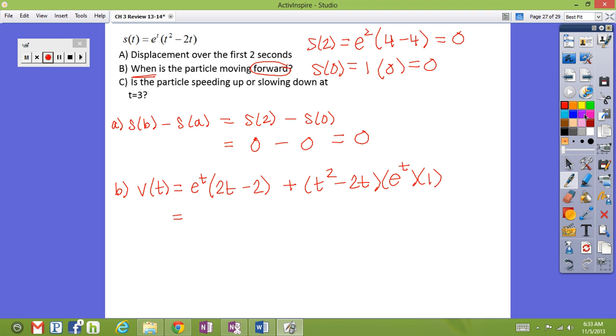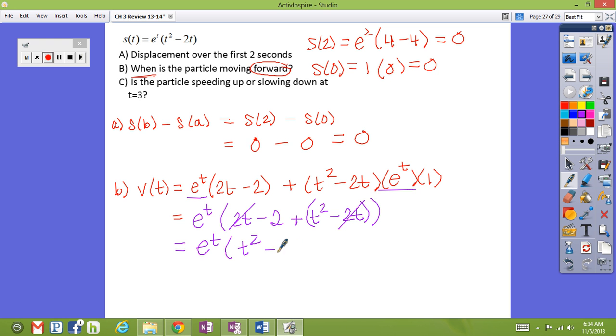Factor out the common factor. That's the nice thing about e's. If it's a product, it will always factor out. So I get 2t minus 2. This is a plus, so plus t squared minus 2t. And if this was a minus, then I would have to have parentheses around this. I get e to the t times t squared minus 2.